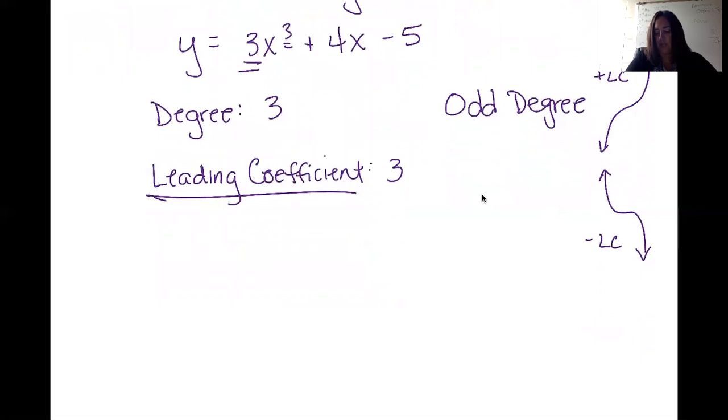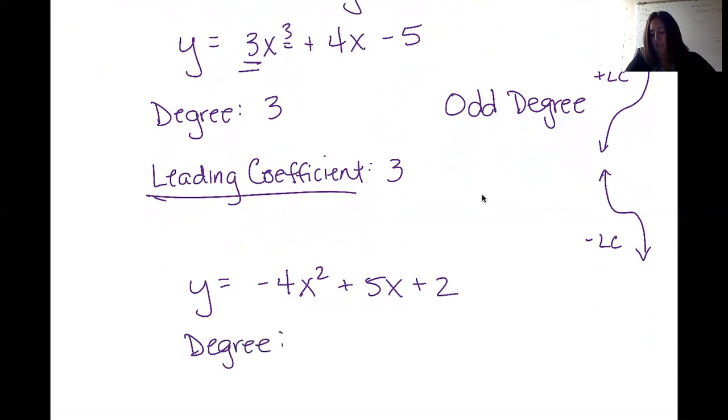Now, let's try another one. Let's say y equals negative 4x squared plus 5x plus 2. Now, this one, our degree would be 2 because that's our highest exponent. Our leading coefficient would be the number in front of that, which would be a negative 4.